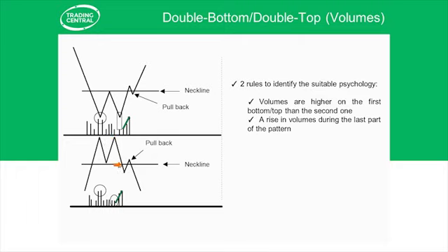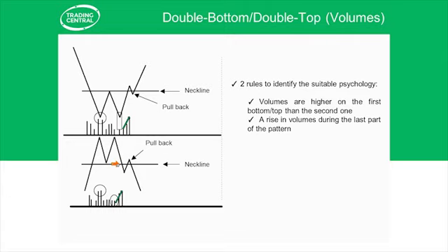So when this point is broken on a closing basis, be careful about spikes. You have to wait for a closing price. If you can identify the pattern on a daily chart, you have to wait for a daily close below the neckline of the pattern. If it's a weekly chart, you have to wait for a weekly close below the neckline of the pattern, etc.